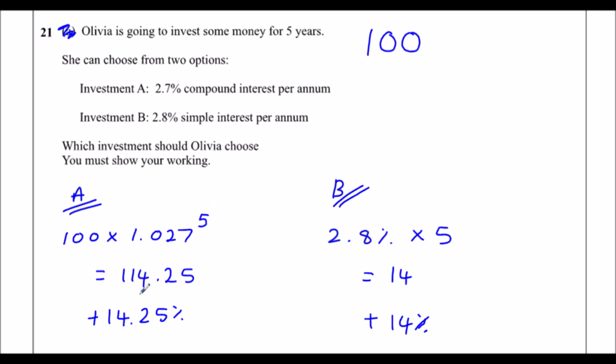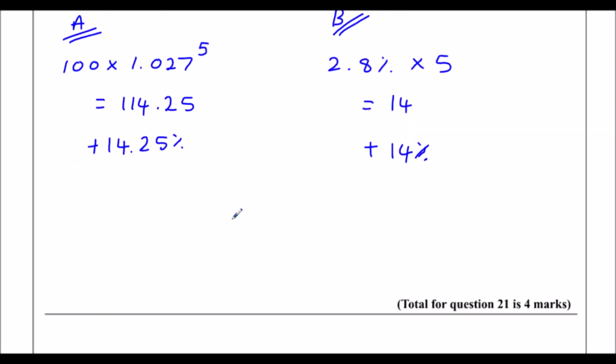So investment A should add on 14.25%. Investment B should add on 14%. So she should choose investment A.